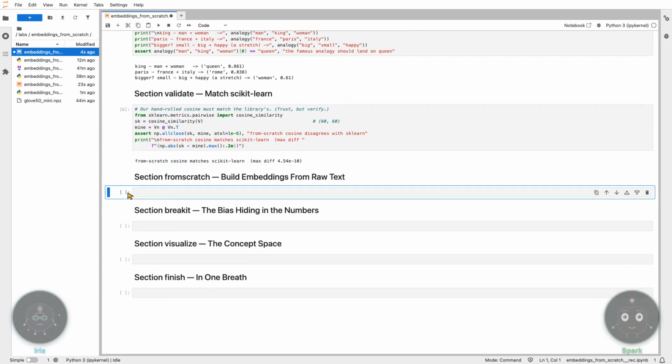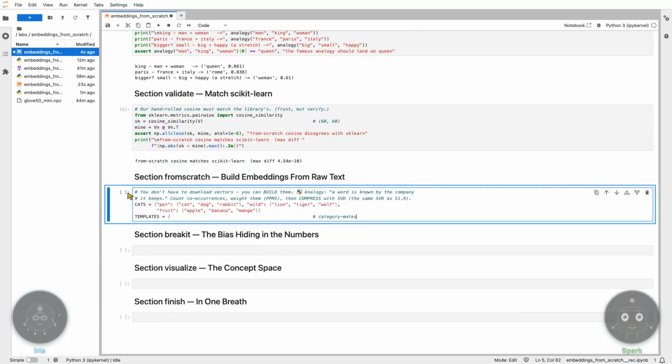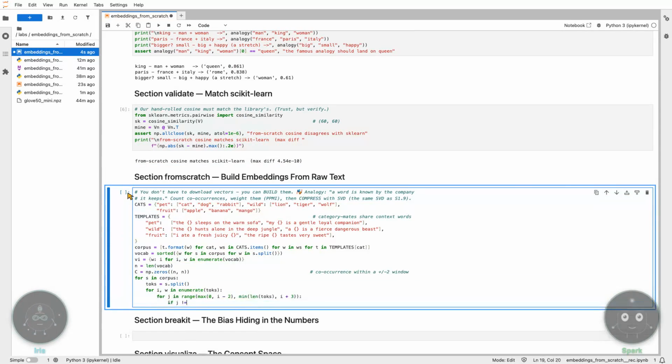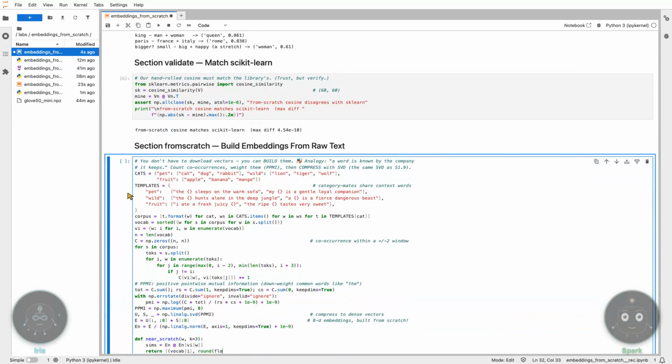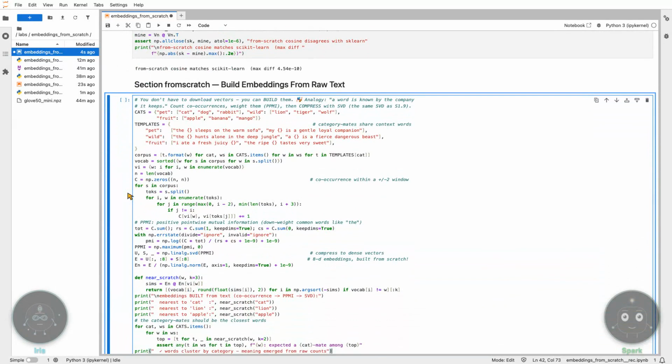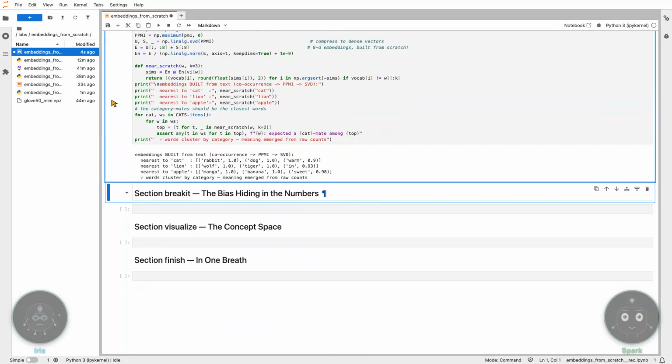Section 6. Build the vectors yourself. You do not need to download them. Count which words keep company, weight the counts with PPMI, then compress with SVD, the same SVD from later this season. Out fall dense vectors where cats sit near dogs. Meaning emerged from raw counts.